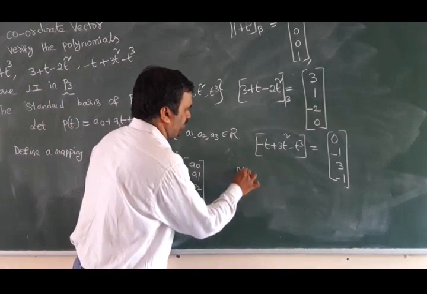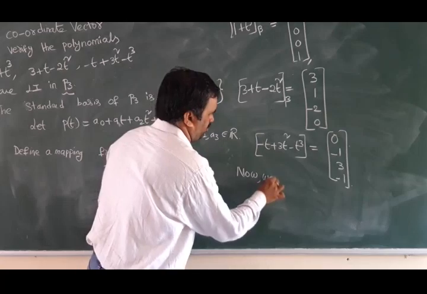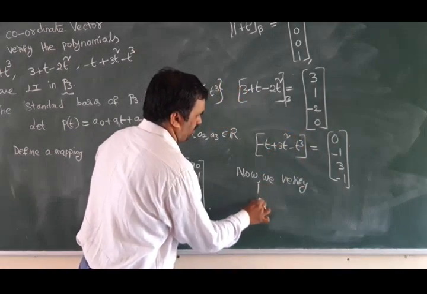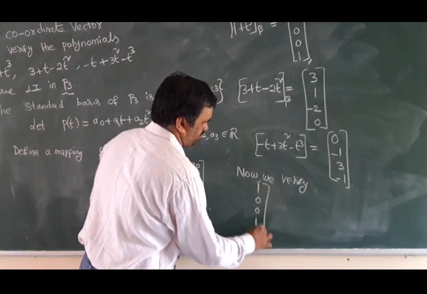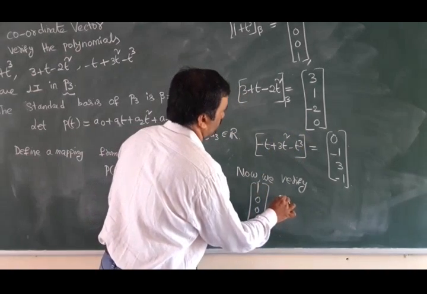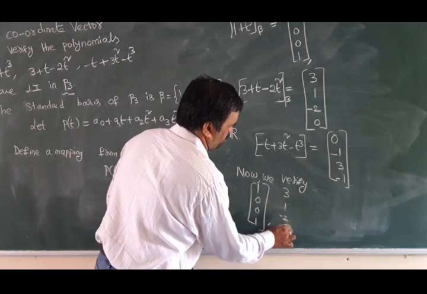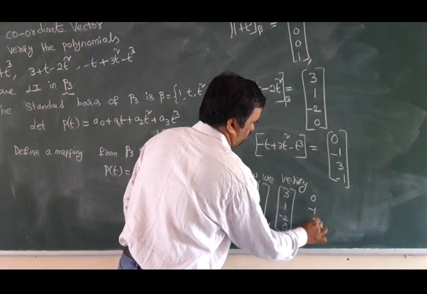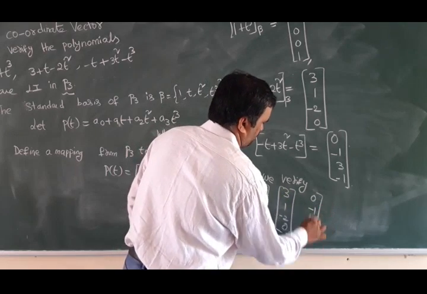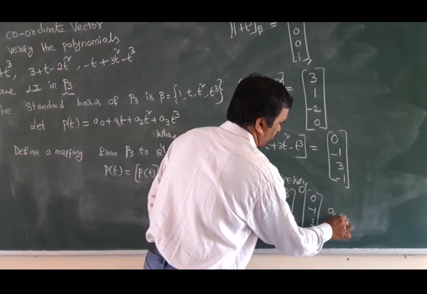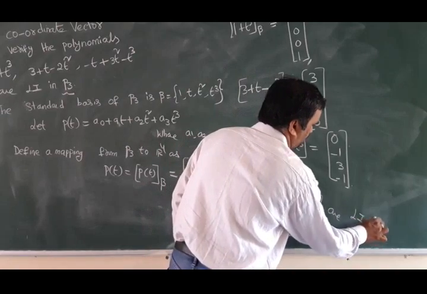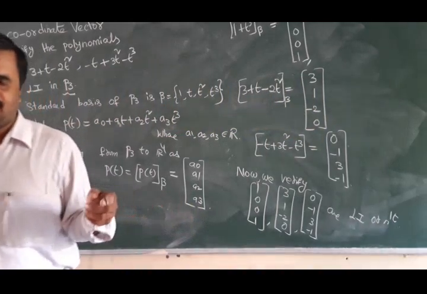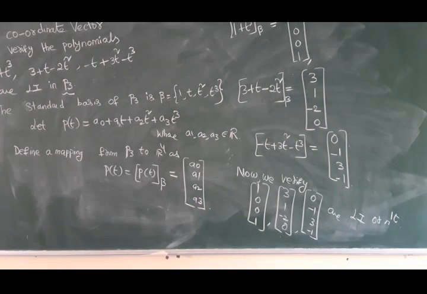Now we verify whether the vectors 1 0 0 1, 3 1 minus 2 0, and 0 minus 1 3 minus 1 are linearly independent or not. Now we will check whether the given vectors are linearly independent or not.